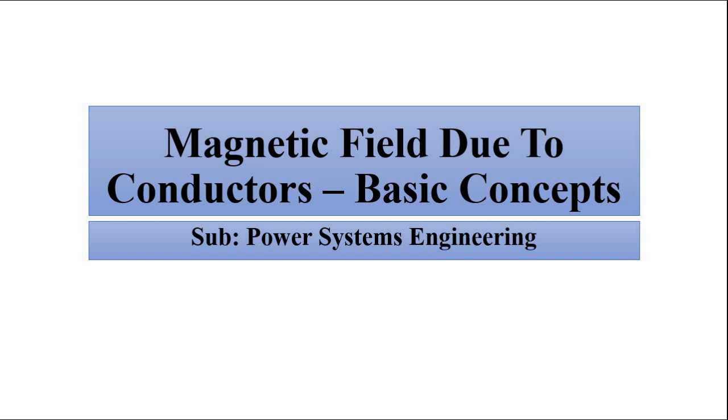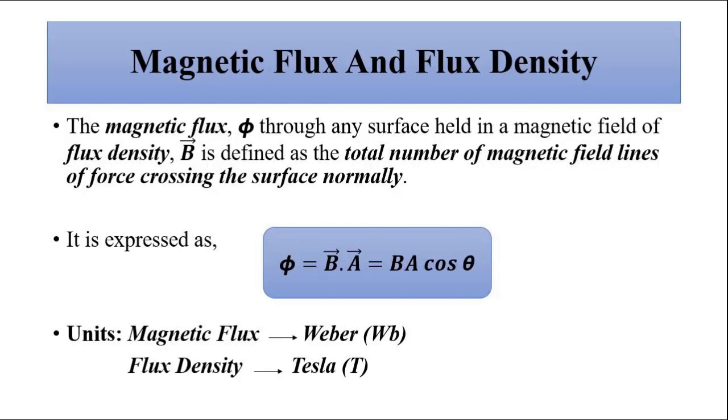So we'll continue our discussion related to power systems engineering. In this video we'll be discussing the magnetic field due to conductors, from the point of view of conductors and transmission lines and any other aspect related to power systems engineering. We'll be sticking to only the basic concepts and formulas without going deep into the derivation part. In the previous video we covered the electric field due to conductors, so please check out that video first and then come to this. So first, the very basic thing: magnetic flux and flux density.